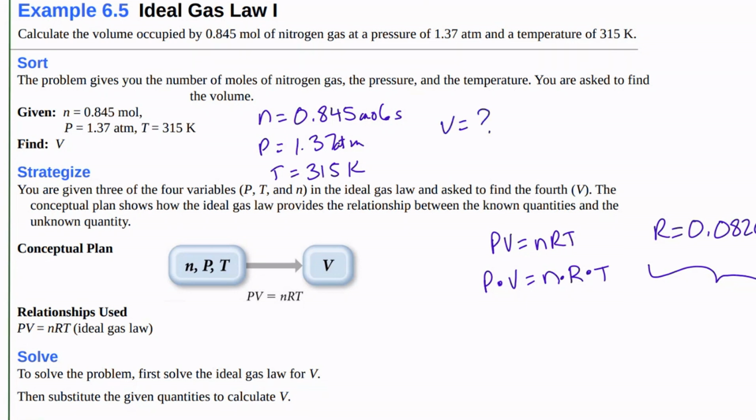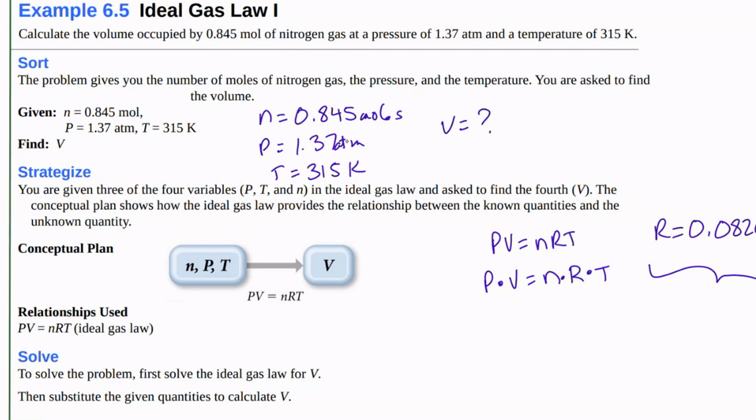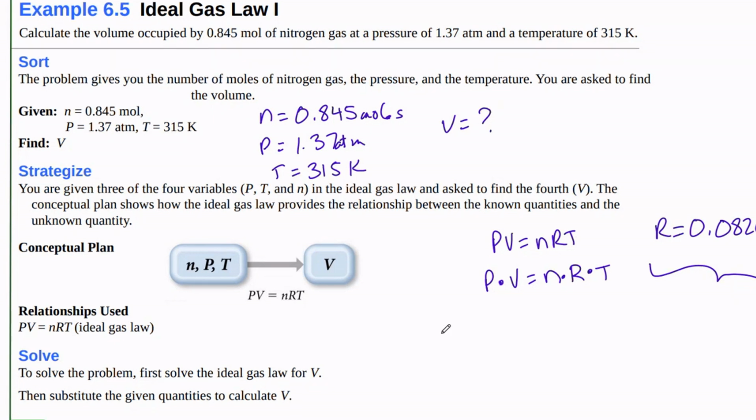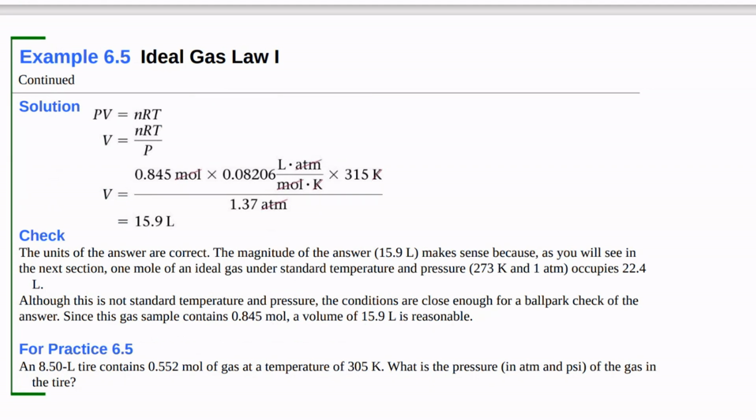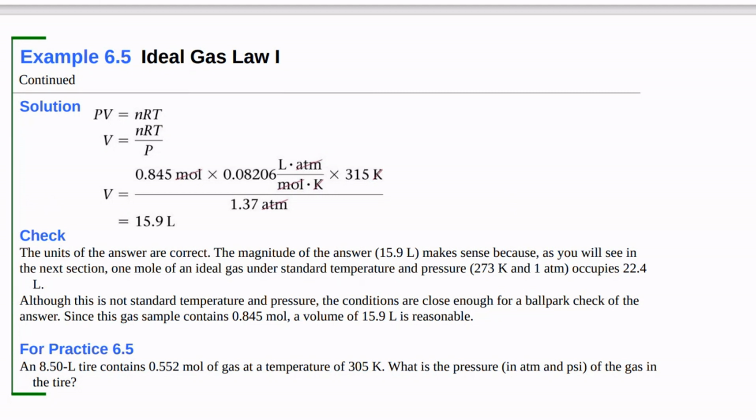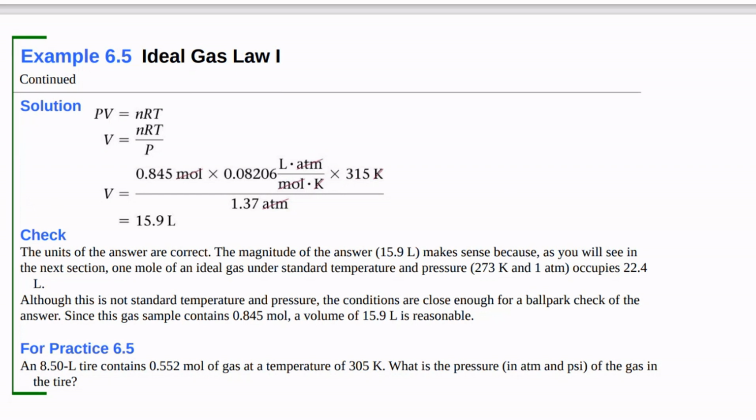Okay, so we have pressure, we have temperature, we have number of moles, and we have R, so we can calculate volume. We just need to solve for V. So from our equation, PV equals nRT, we can divide both sides by P, and we get V equals nRT over P. We didn't even need to do any conversions this time. So we plug everything in, 0.845 moles times 0.08206 liters atmospheres per mole Kelvin, that's our R, times 315 Kelvin, divided by 1.37 atmospheres, and we find our volume is 15.9 liters.